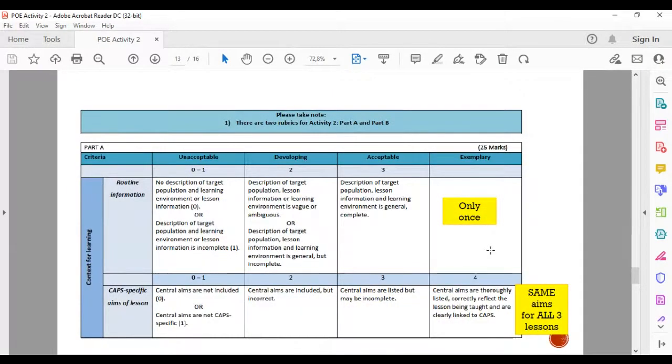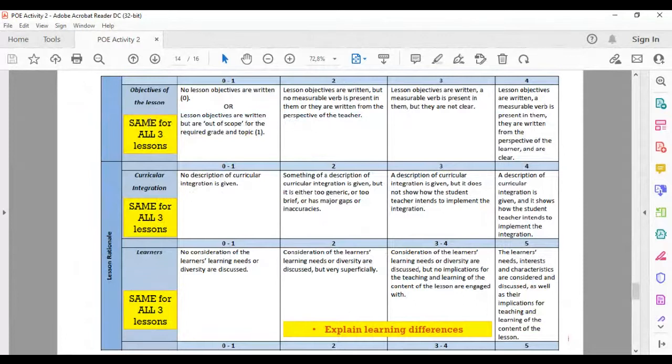If we look at our rubric, we see that part A of this rubric is more or less the same as the lesson plans that you are used to when you do them for your PoEs. A description of the target population, lesson information and learning environment, complete and general, only once. Our time will be an hour and a half because it's 3 lessons. The CAP specific aims are also the same aims for all 3 lessons from your CAPs, with links to the CAPs and clearly referenced.